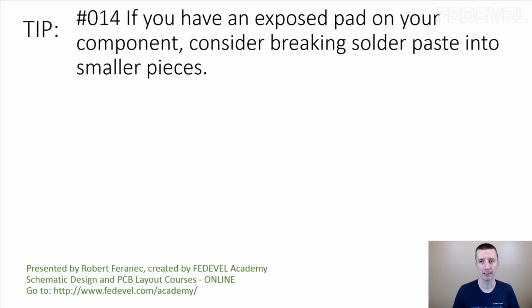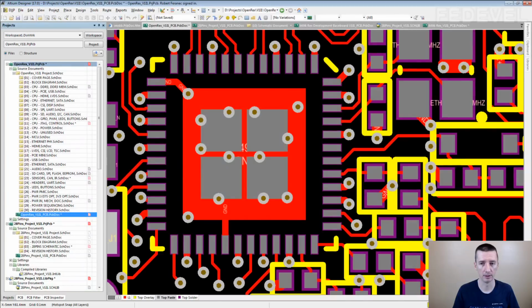Tip number 14, if you have an exposed part on your component, consider breaking solder paste into smaller pieces. This is what I mean. This is an Ethernet chip here. And as you can see, in the middle of the chip, there is quite a large exposed part.